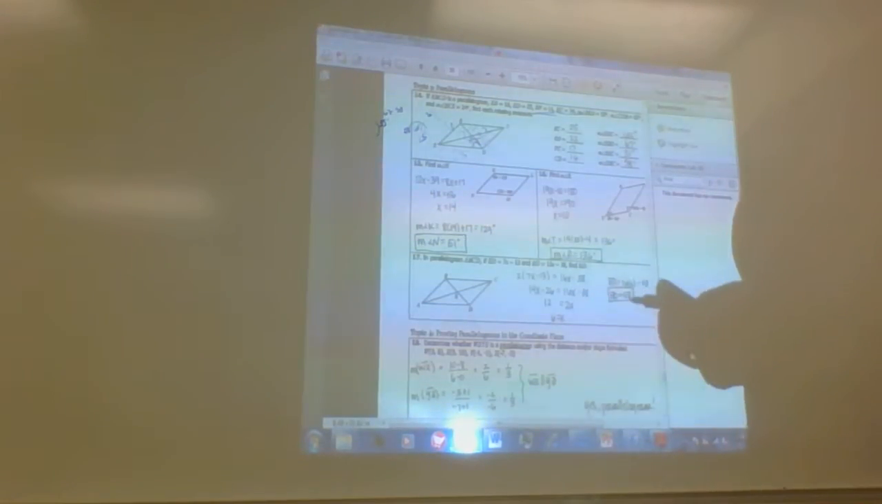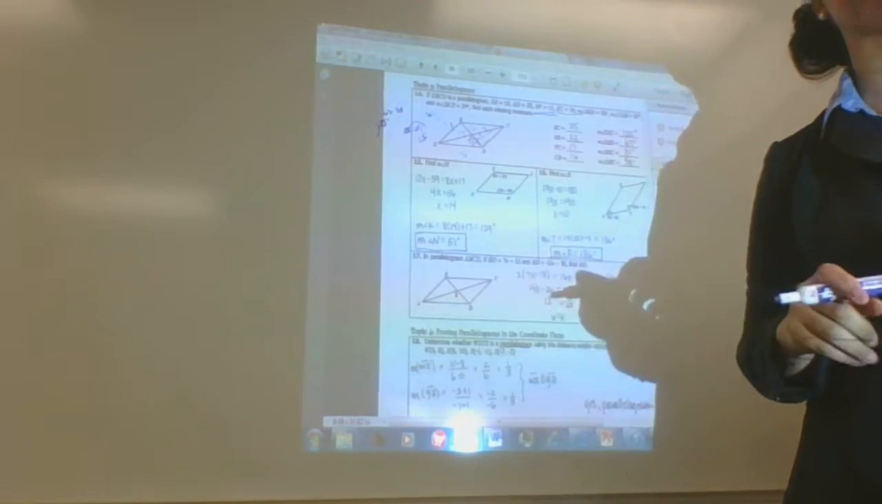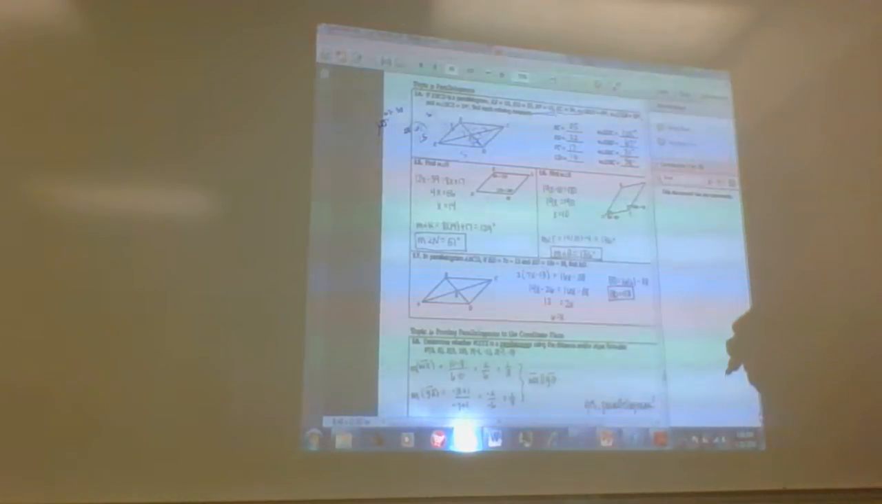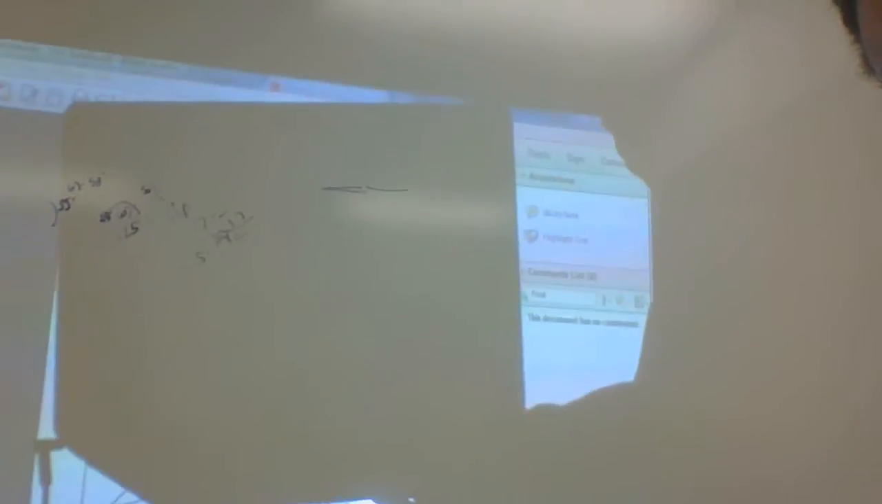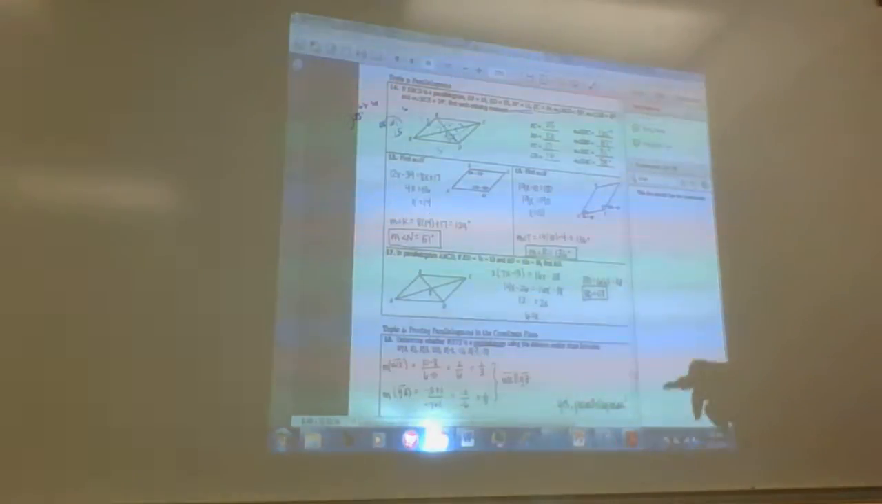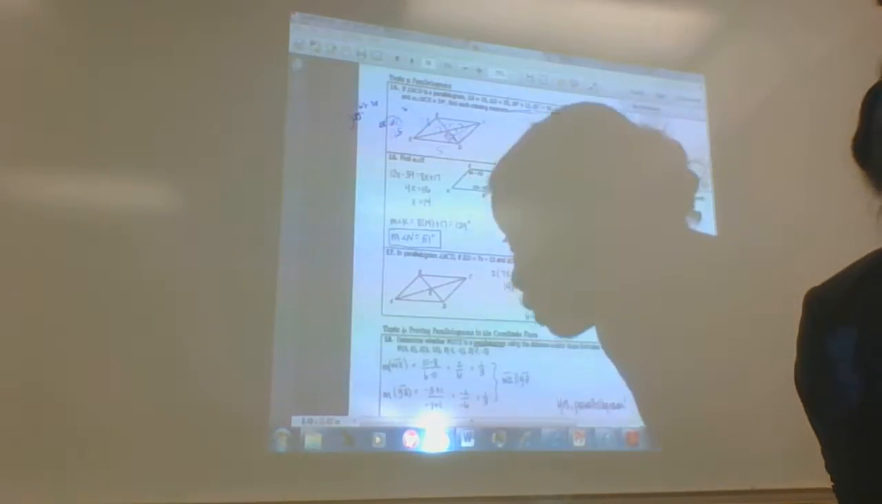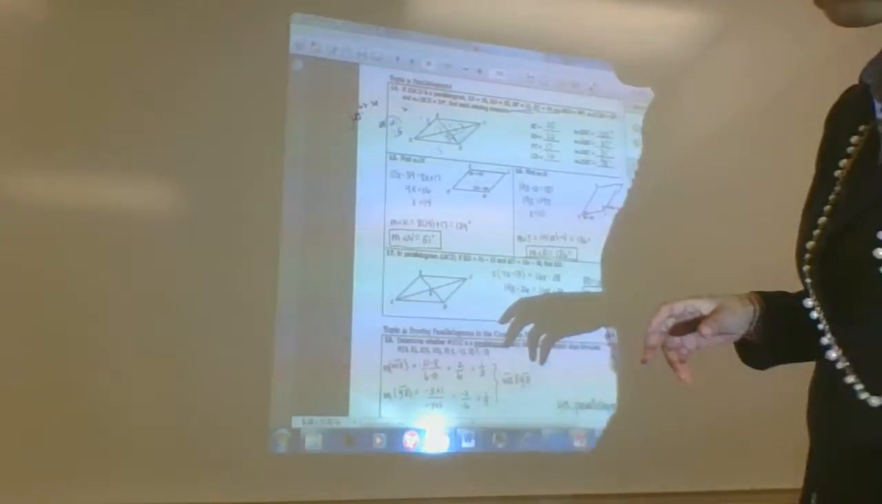Right? Because the diagonals do what? They bisect, okay? I really don't think they can see that, so let me try to get a little bit closer. I'm sorry, y'all. I don't know if this is really working very well. I just don't think they can see that. Okay, let me use the better marker.